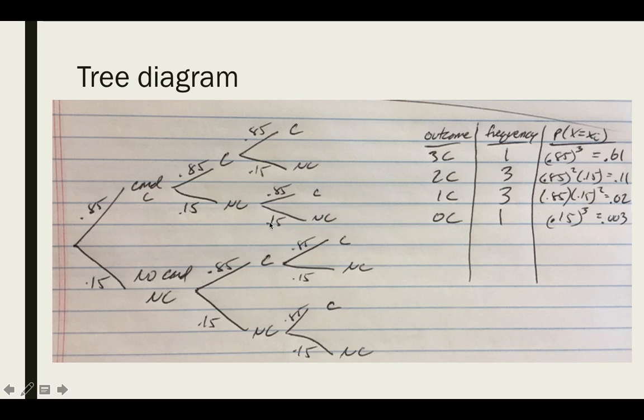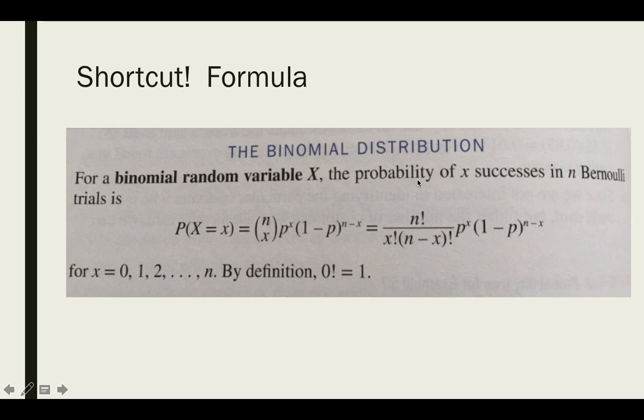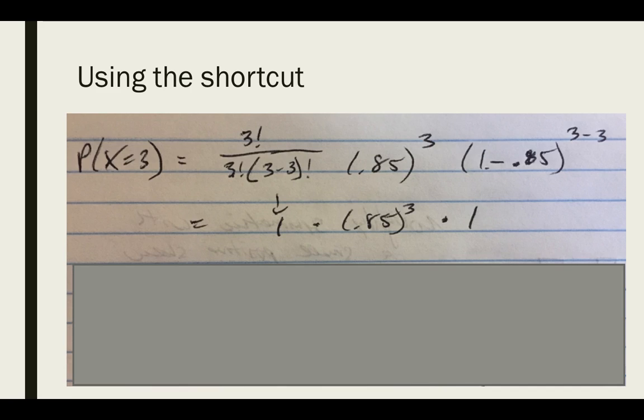Let's say I have an 85% likelihood that someone is going to pay with a card. Let's say I want to determine the likelihood that all 3 people pay with a card, and I'll also determine the likelihood that 2 of the 3 people pay with a card. And I'm going to use this formula instead of the tree diagram.